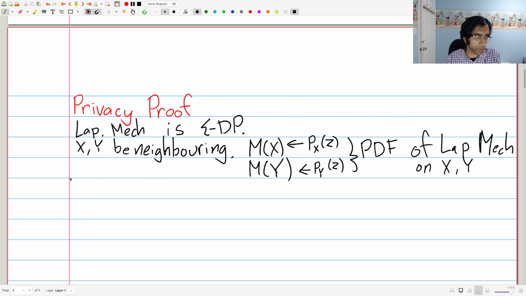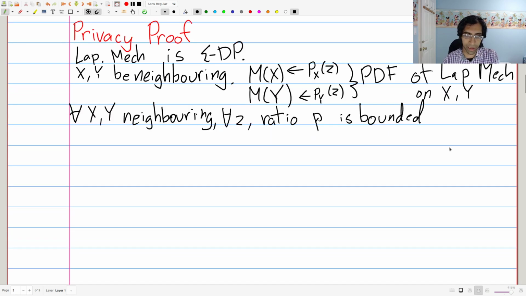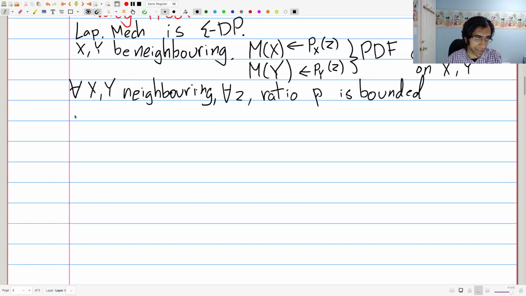I'm going to say that for all x, y which are neighboring, and for all z, the ratio of p_x and p_y is bounded. That's sort of going to be the plan. We're going to take an arbitrary setting of x, y, and z, and then we'll show that the ratio of their probability densities is bounded. So let's just do exactly that.